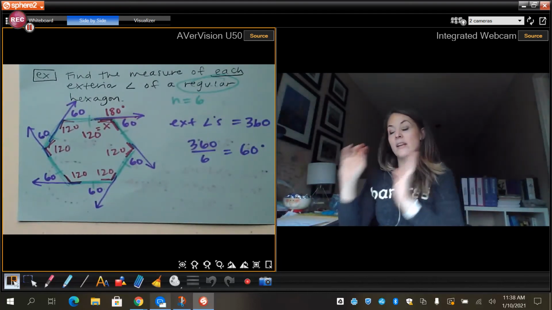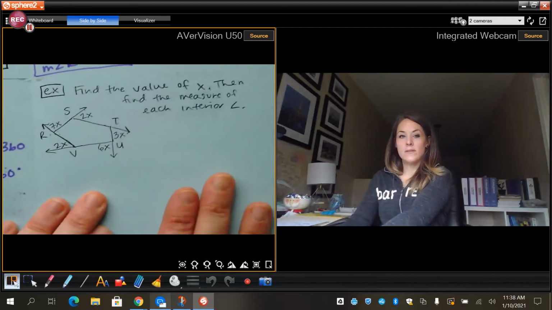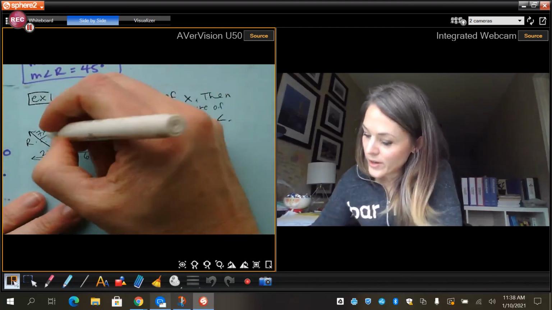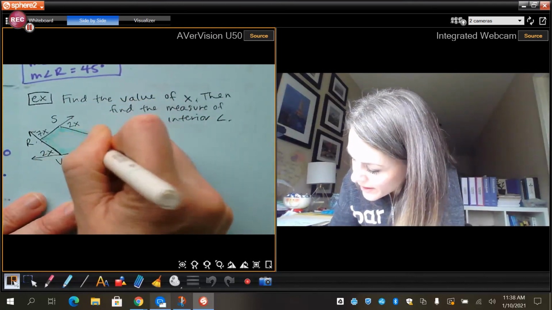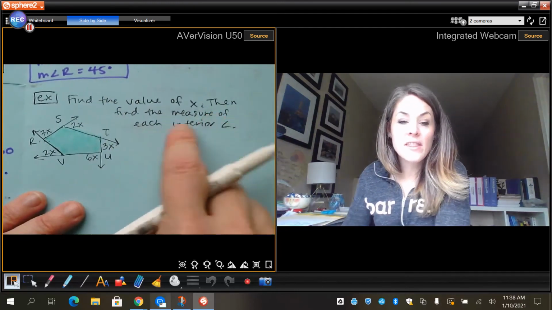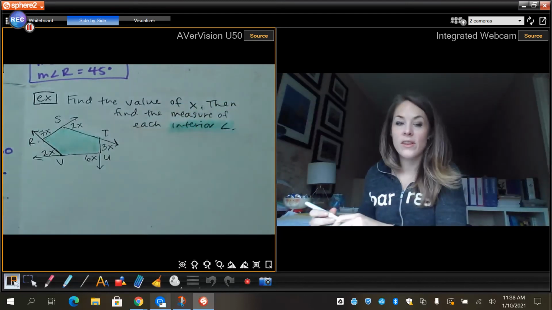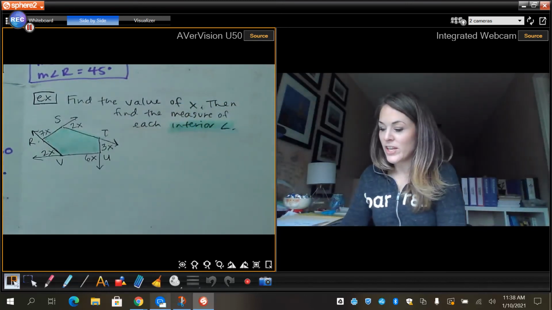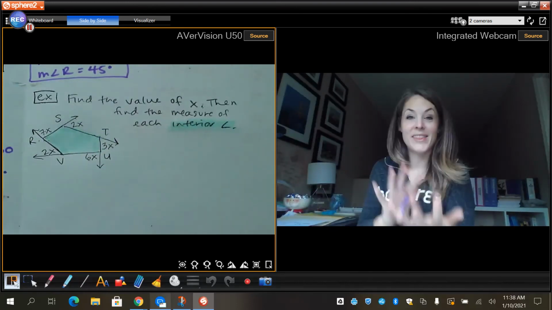All right, here we go. Last problem. Okay, so here I have a pentagon, kind of like I did at the front of the notes here. And it says find the value of x, then find the measure of each interior angle. So they want me to figure out the measure of each interior angle inside. So first we're going to find the exterior angles, and use that to find the interior.